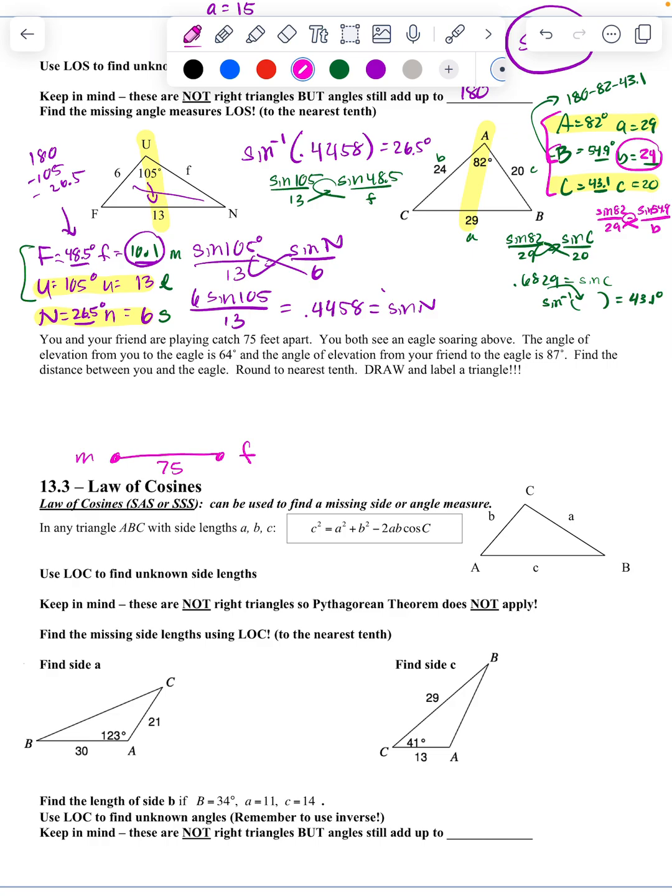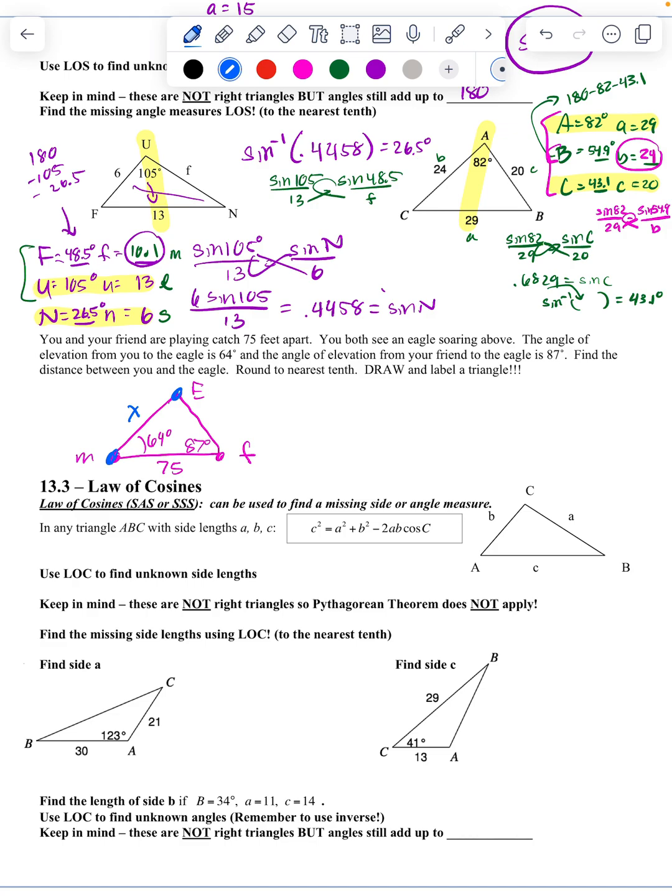The angle of elevation from you to the eagle is 64 degrees, so up from me, and the angle from your friend is 87. Your triangle does not need to be perfect, it just needs to be labeled. And then up here is eagle. Find the distance between you and the eagle. Well, here's me, here's the eagle, this is what they're asking. That is a side, so I will not be using inverse.